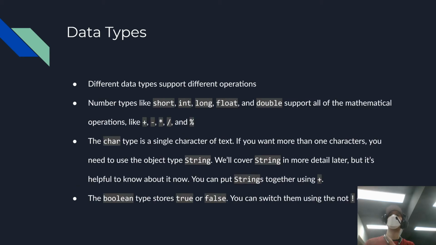So different types of data can do different types of work. Numbers can do math. Other things do other things. Most of these are numbers. So short, int, long, float, and double are all different ways of writing numbers. They all store different types and sizes of numbers. So they support mathematical operations like plus, minus, multiply, divide, modulo.